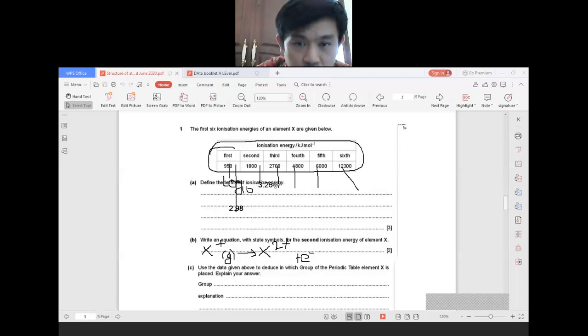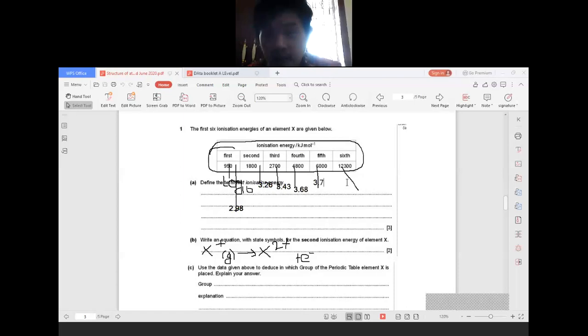And then for 1800, log 1800 becomes 3.26, and then 2700, we have to find the log, log 2700 is 3.43, and then log 4800 is 3.68, and then for 6000, log 6000 equals 3.78, and then for 12,300, log 12,300 becomes 4.09.